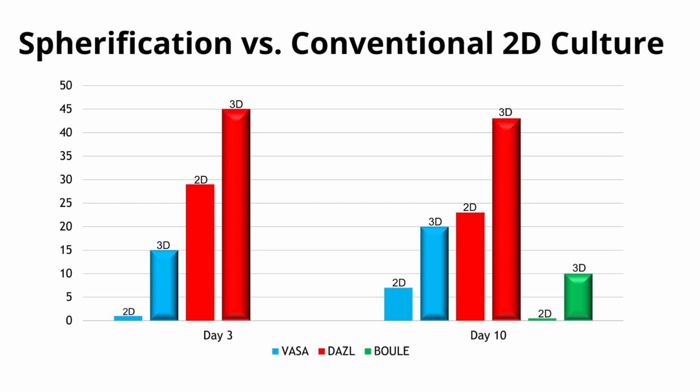The 3D culture achieved 15% expression of VASA and 45% expression of DAZL on day 3. At day 10, expression of these markers remained constant. At this time, BOLL was expressed by 10% of cells.